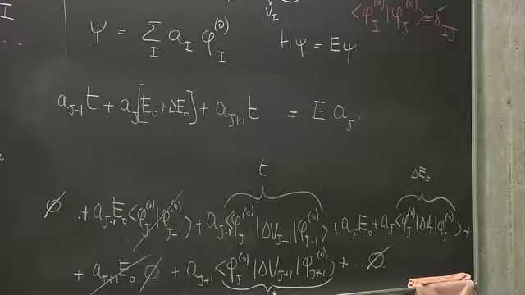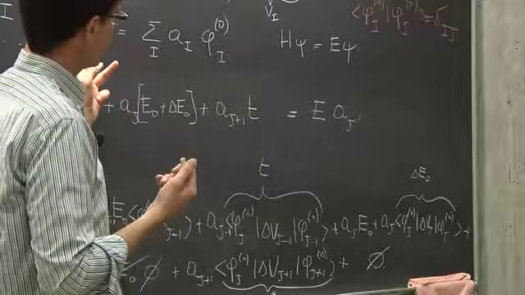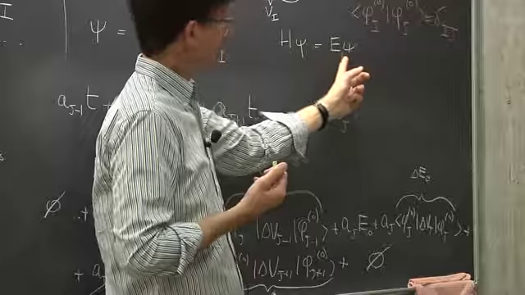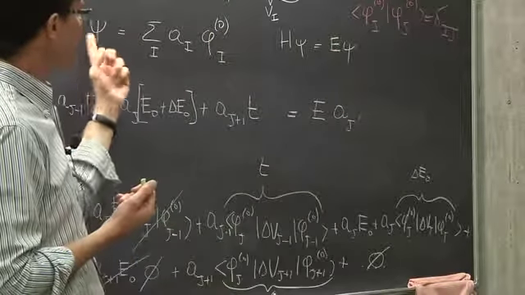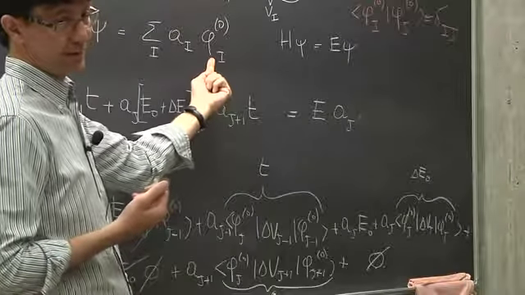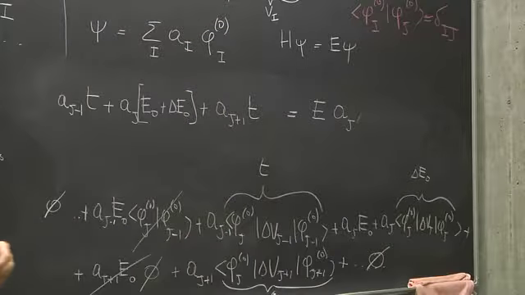Phi j, which is 1. Right? So when I project, I have to project E psi onto phi j. E is a number, so I have to project psi onto phi j, but if I project psi onto phi j, I'm just going to pick phi j out of here. And this will be proportional to a j, obviously.